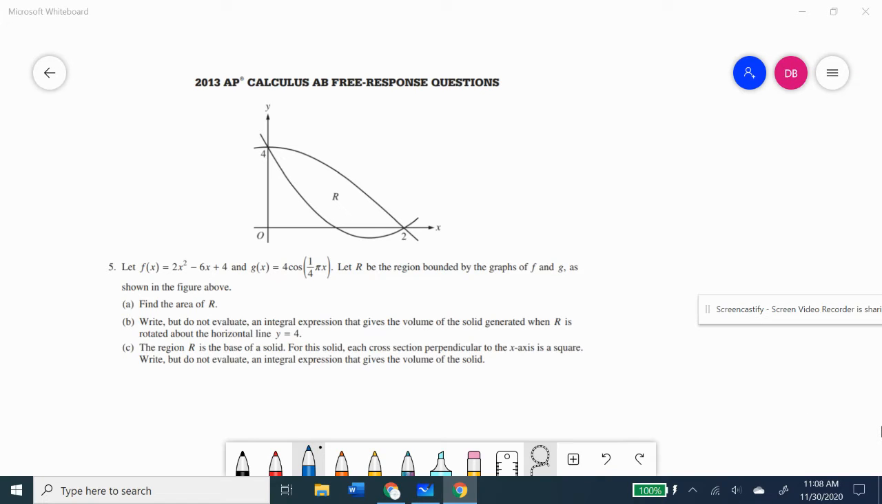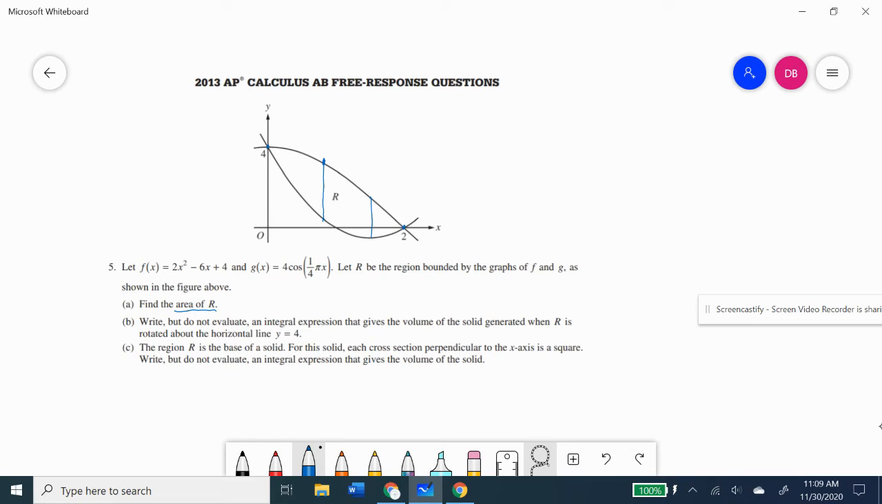Okay, for this problem, you are first asked to find the area of R. You can see that the intersection points are 0 and 2 for X. And if you draw vertical lines, you can see that the top of each vertical line is following one of the two functions. The bottom is following the other one. And you are not allowed a calculator for this, so you have to figure out which one is which.